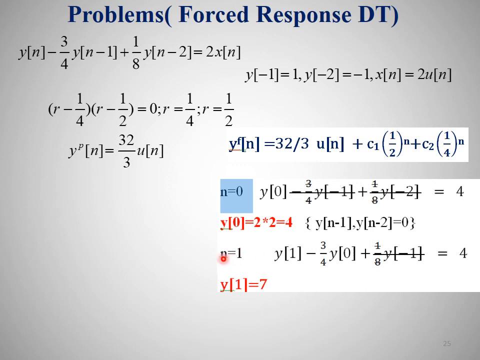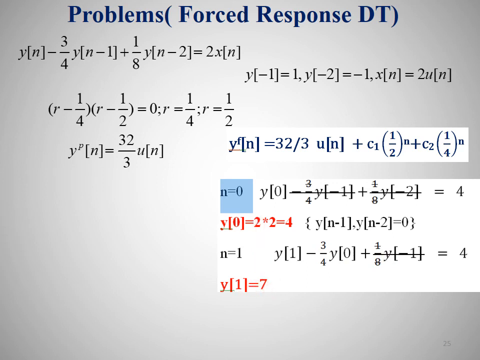We can see that y of minus 1 and y of minus 2 are 0. Next, let us try to obtain for n equal to 1. When n equal to 1, it is y of 1 minus 3 by 4 y of 0 plus 1 by 8 y of minus 1. We can just consider the immediate value before, that's why we have considered y of 0. Y of 0 is 4 from here, so minus 3 by 4 into 4, which is minus 3. So y of 1 will be equal to 2 into 2, this is 4 as before, even when n equal to 1. So y of 1 minus 3 is equal to 4, or y of 1 is equal to 7.